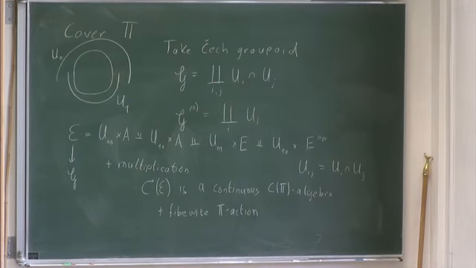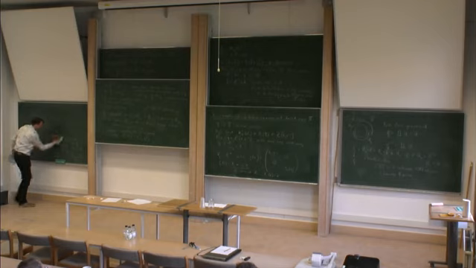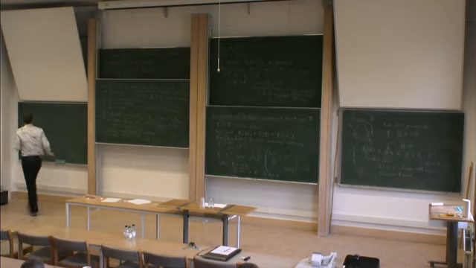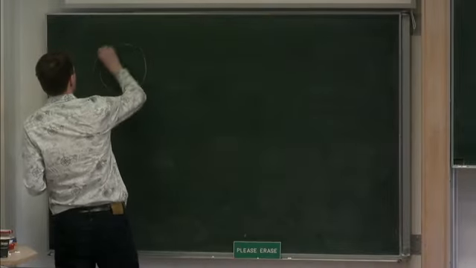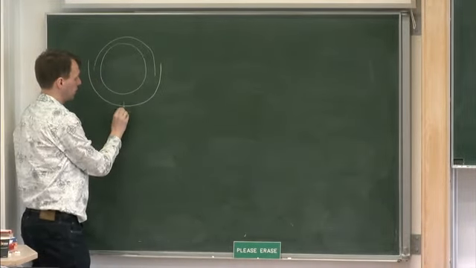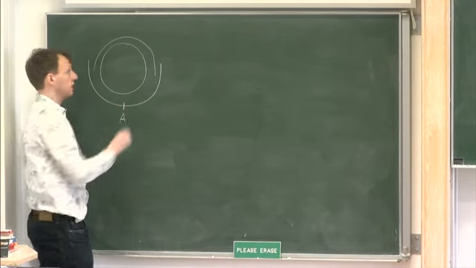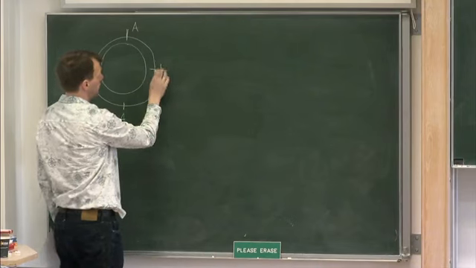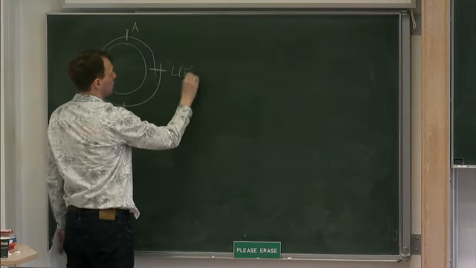And if you look at what the fibers are, so here's my circle again. Here's the open cover. The fiber over a point here would just be isomorphic to A. The fiber here would be isomorphic to A. The fibers over these points here would be linking algebras.